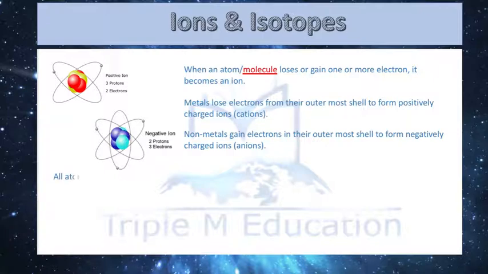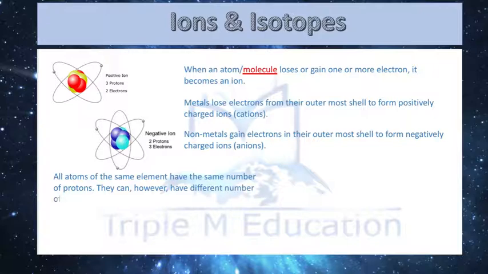All atoms of the same element have the same number of protons and therefore the same atomic number. They can, however, have a different number of neutrons. A typical example is hydrogen. There are 3 known isotopes of hydrogen.